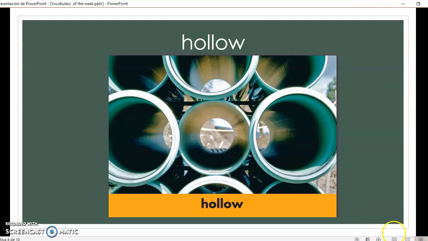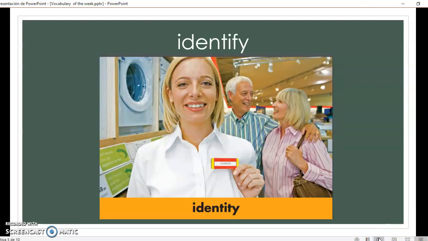The next word is identify. Identify can be used with another word, label, or to write a name for something. We can identify mistakes, we can identify nouns, pronouns in the sentences, or we can identify a person with a name.